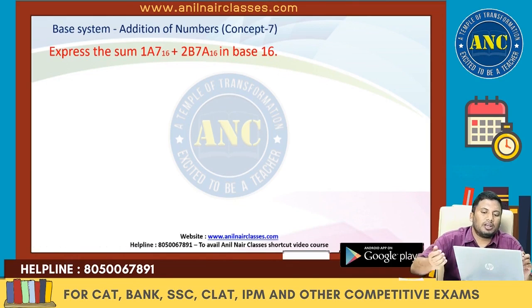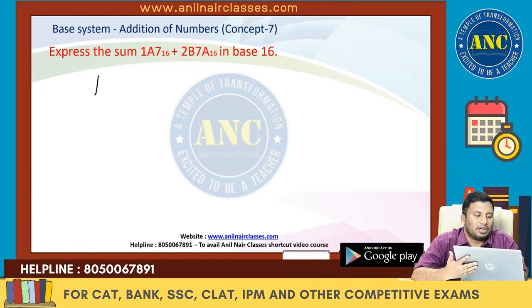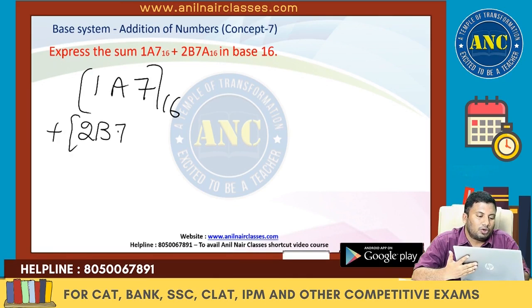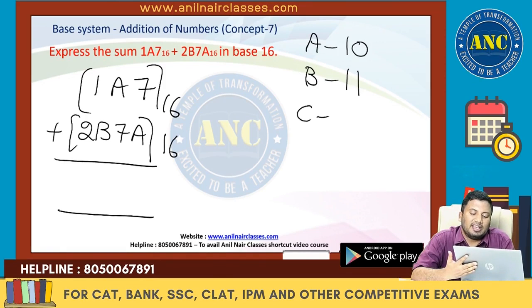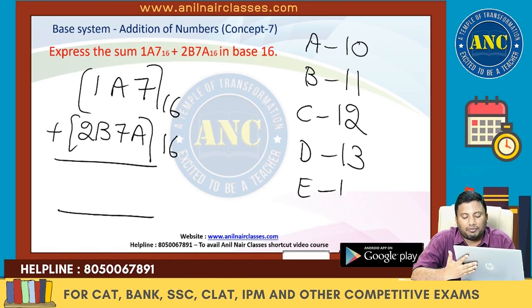Next, 1A7. I think right now you can do the same thing. 1A7 in base system 16 plus 2B7A in base system 16. When you add it, what will happen? We all know that A is 10, B is 11, C is 12, D is 13, E is 14 and F is 15. A is 10.